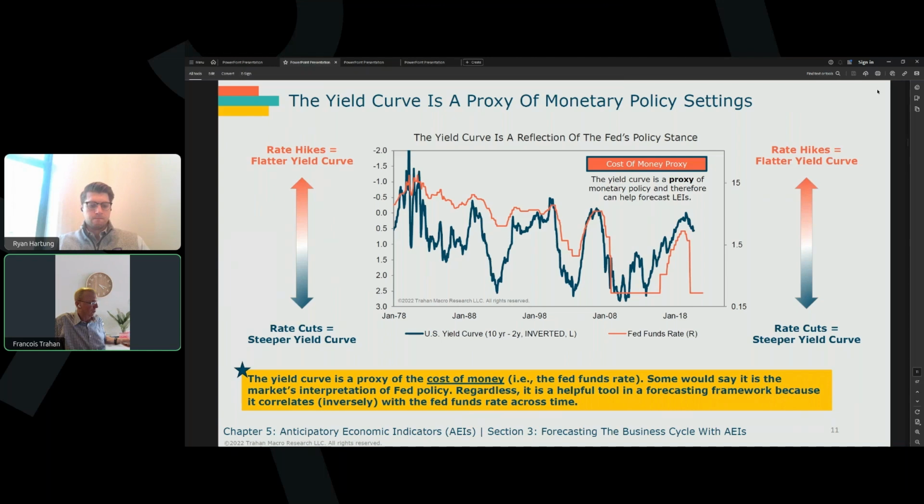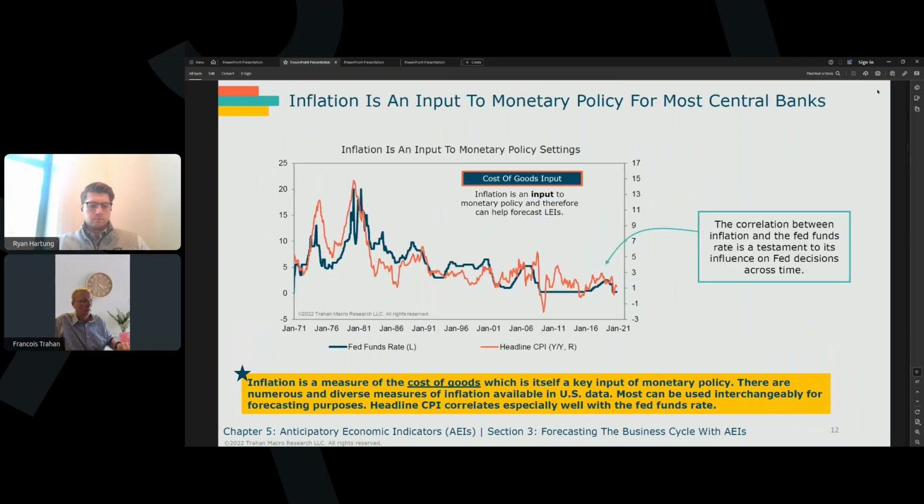All right, on page 12, we saw this chart earlier, but this is where I talk about inputs into policy. So inflation is part of the Fed's reaction function. Core PCE, more specifically, is the series that the Fed is supposed to be anchored to. And of course, labor markets. So you're going to find a lot of gauges of labor markets, a lot of different versions of inflation that will be helpful at forecasting leading indicators.